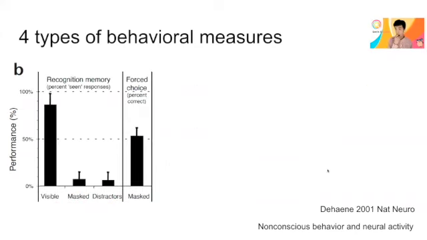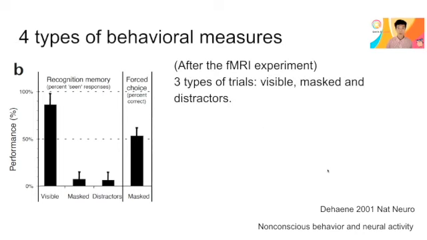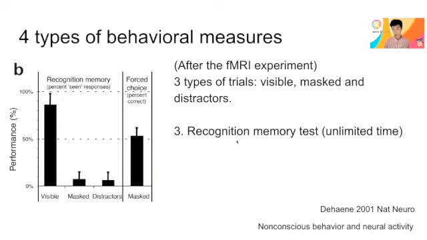Next, another two types of behavioral measures. Those two experiments were done after the fMRI imaging experiment. Again they included the visible, the masked, and the distractor situations. The distractors are words that were never used in either the visible or masked situation of the fMRI experiment, so they serve as a baseline. Then they did a recognition memory test. After the experiment, subjects were shown one word at a time and asked to say whether they saw it in the previous fMRI session or not.